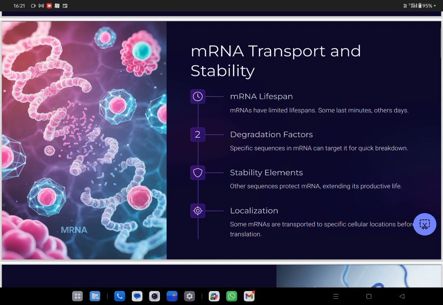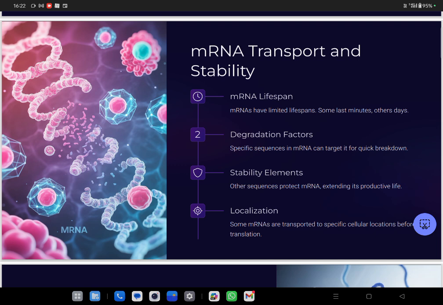Specific sequences can target an mRNA for quick breakdown. There are some sequences present in the mRNA that, when present, make them autocatalyze themselves and destroy themselves. You also have stability elements, similarly present, which extend its productive life.